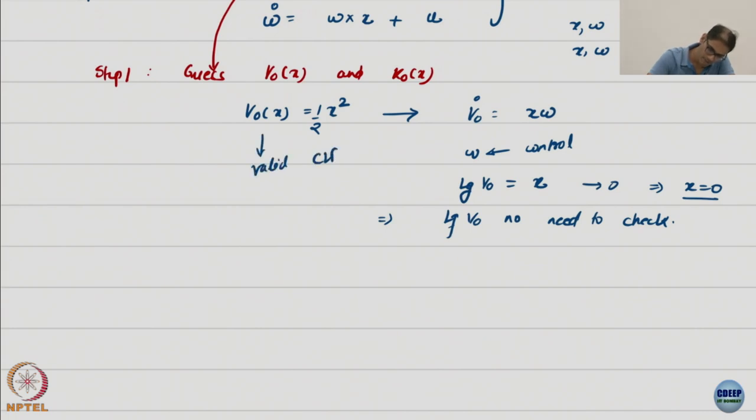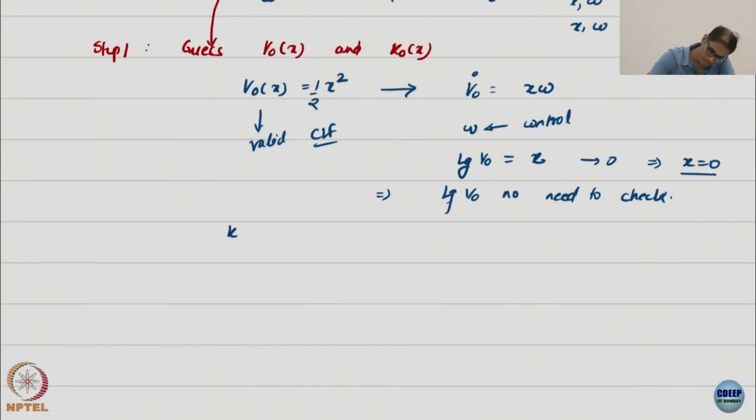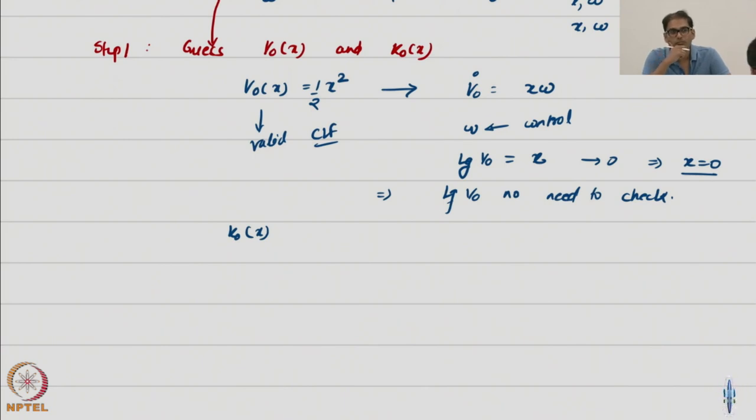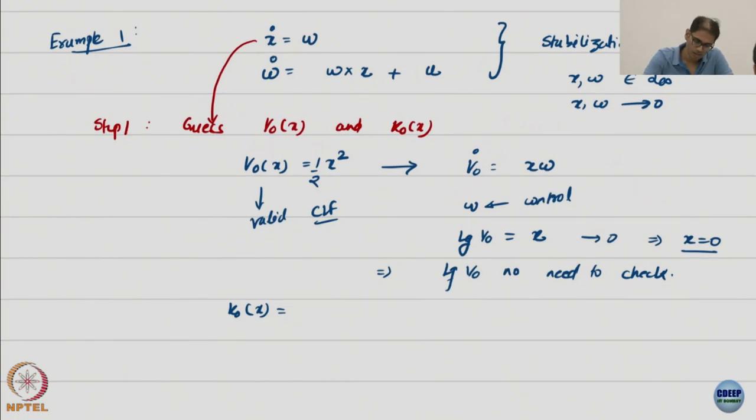Valid CLF. What about k0x? How do I choose k0x? What is a good controller for the x dot equal to omega system? Linear system, simple system, no? What is a good control? You can guess, or you can use the Lyapunov function you have to do Lyapunov reshaping. So fine, you already have V dot is x omega. What should I choose omega as?